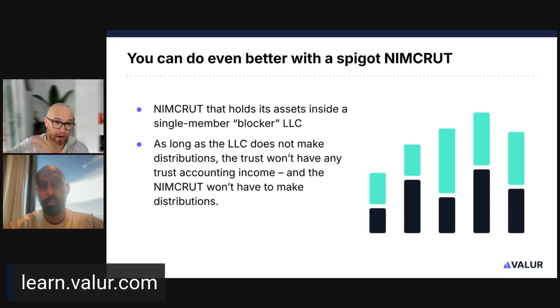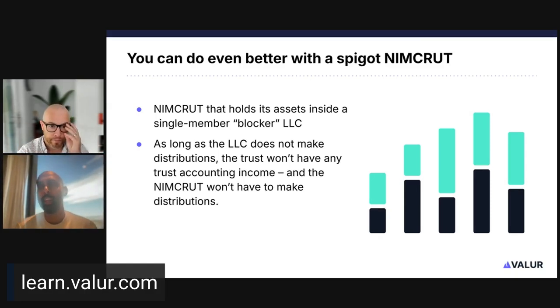So if you take $100,000 from the LLC and send it to the NIMCRUT, well, now the NIMCRUT has $100,000 of recognized income, and it'll distribute that $100,000. And so this is just a much finer tuned, more controllable way to decide when the income from the trust gets recognized and distributed.